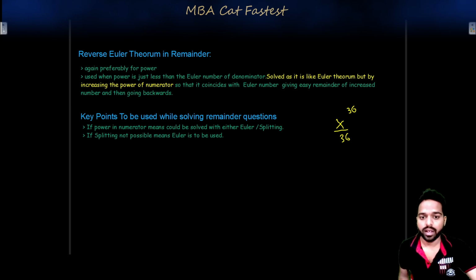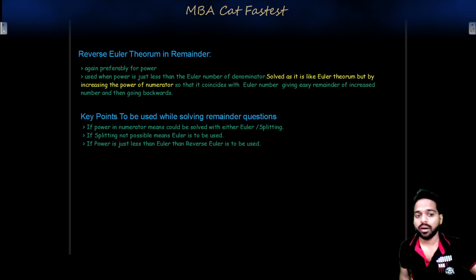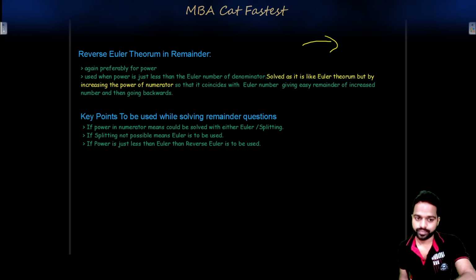Now if it would not have been possible, if the power had been 37 or some other number, you would have split this into numbers of the form 9 into 4, and you could have easily solved it by the splitting denominator process. If the power is just less than Euler, then reverse Euler is to be used, which I have explained here, how it is to be used.